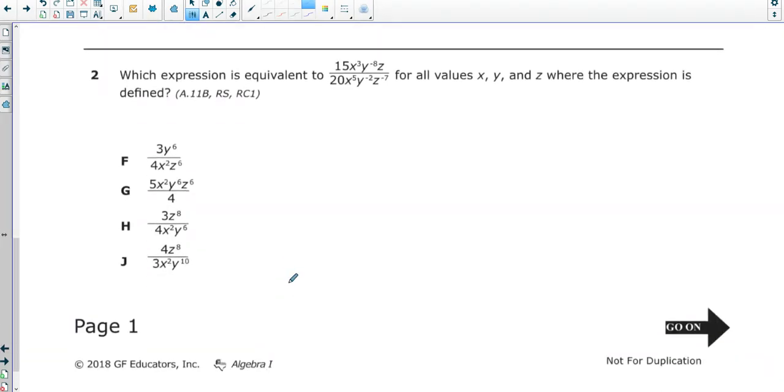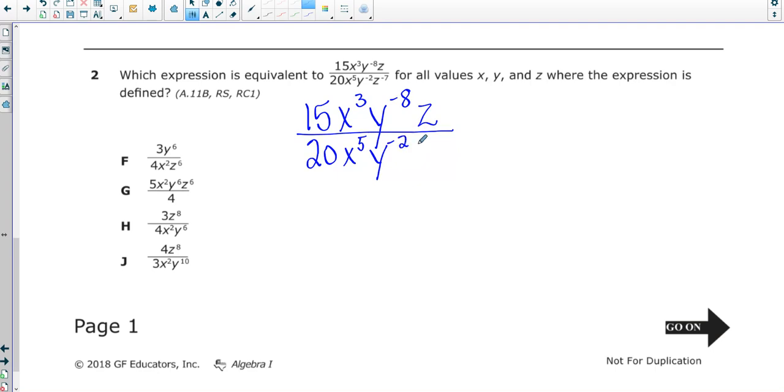This one, though, you might have struggled with a little bit, but that's okay. So I'm going to rewrite it. It's asking which expression is equivalent to the following, for all values x, y, and z where the expression is defined. Okay, so right here we have 15x to the 3rd power, y to the -8th, z over 20x to the 5th power, y to the -2nd power, and z to the -7th power.